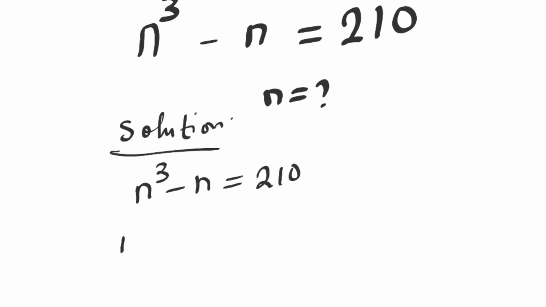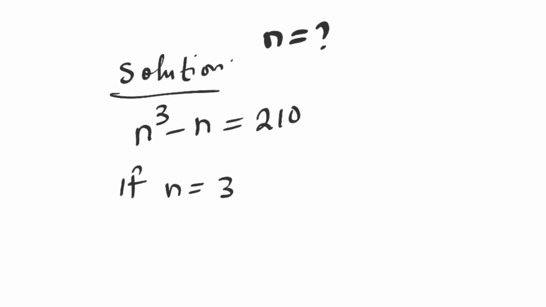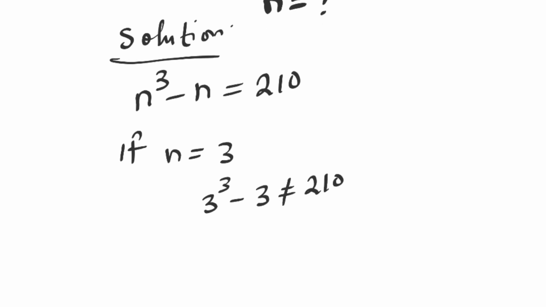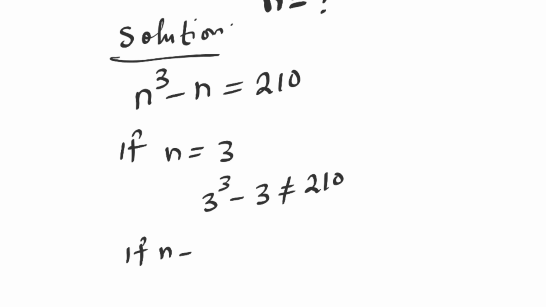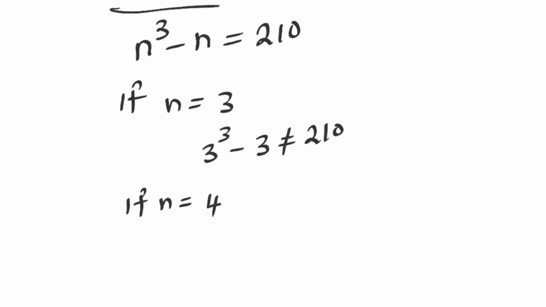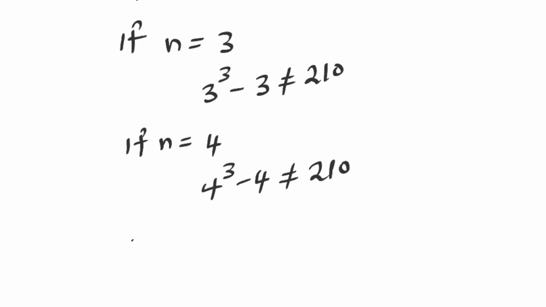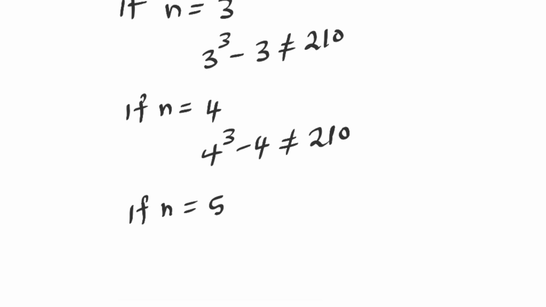Now let's test if n is equal to 3. Is it going to be equal to 210? This is 3 raised to power 3 minus 3, which is not equal to 210. If n is equal to 4, we have 4 raised to power 3 minus 4. This is not equal to 210 because 4 raised to power 3 is 64, minus 4, that is 60.